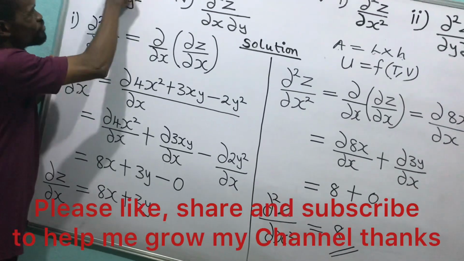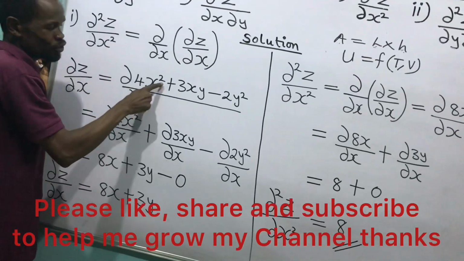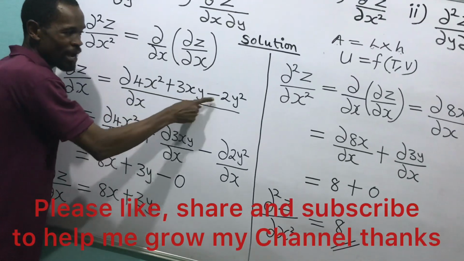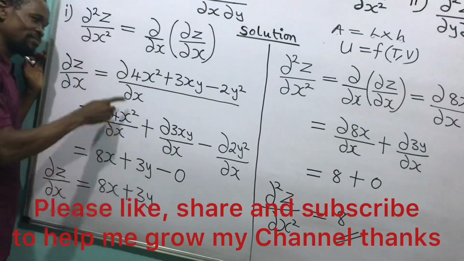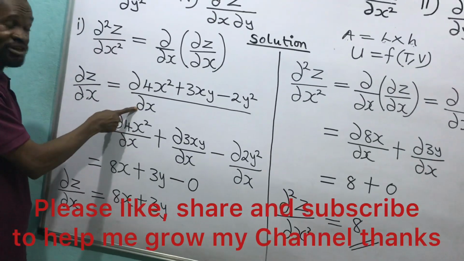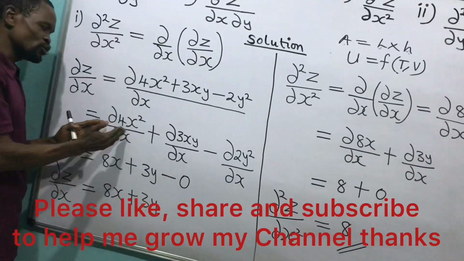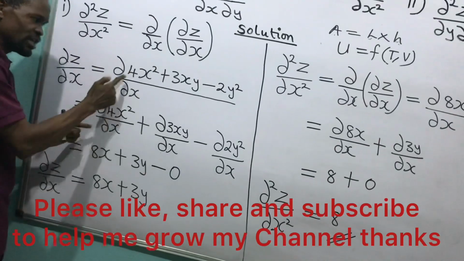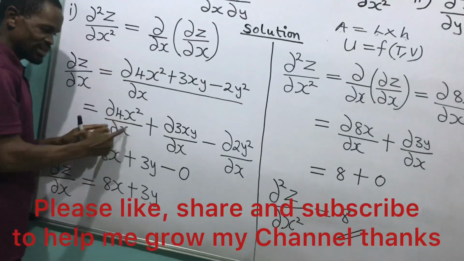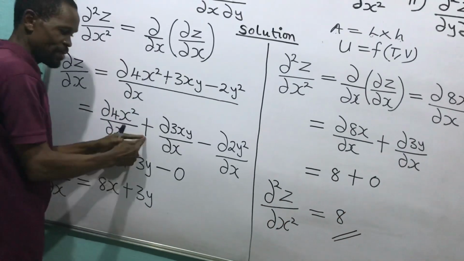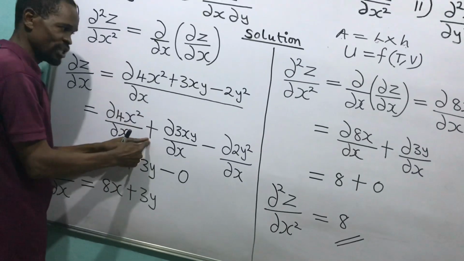And z, function of z, is 4x squared plus 3xy minus 2y squared. I'm differentiating with respect to x. Then I'm going to differentiate this 4x squared separately with respect to x, plus, look at my plus here.